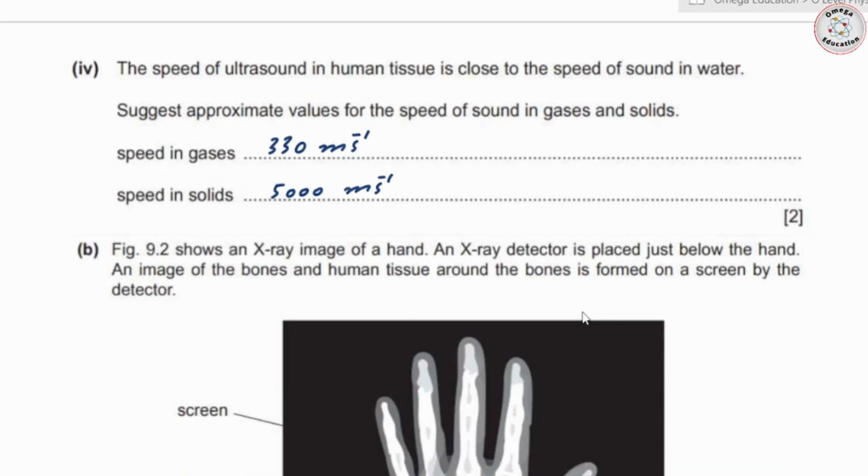Moving on to the next one: the speed of the ultrasound in human tissue is close to the speed of sound in water. Suggest the approximate values. Speed of sound in gases is anything between 300 and 350 meters per second. Speed of sound in solids is anything between 2000 to 6000 or even 10,000 meters per second, because it depends on the type of solid as well.